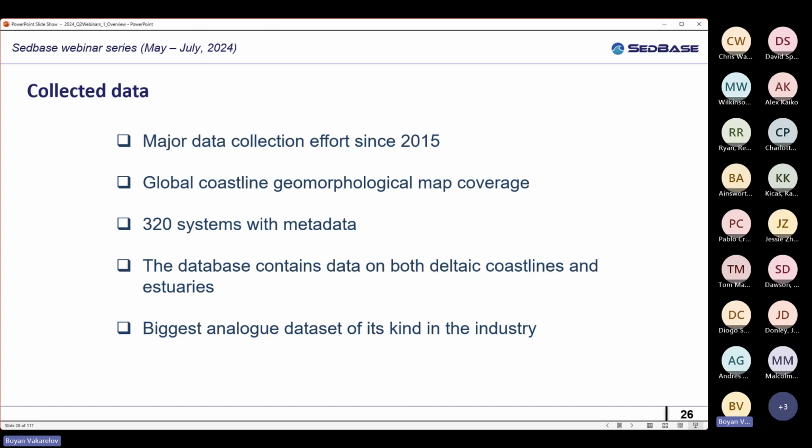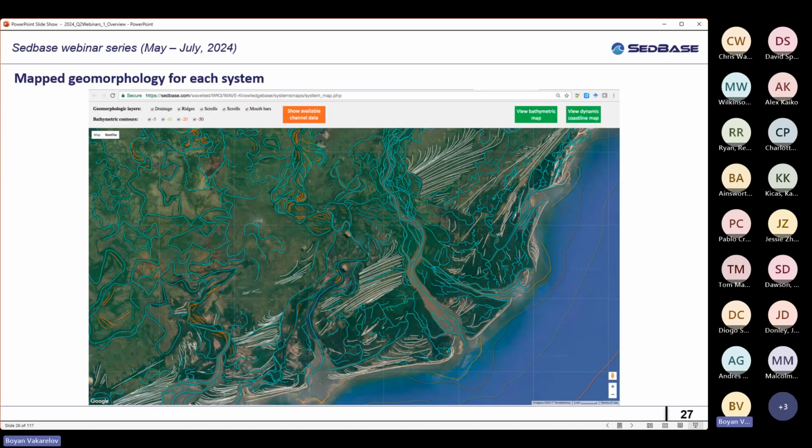So what we did, we went around the world and we mapped a whole lot of systems, basically most of the systems that can be mapped in detail. Mapping is geomorphologically based, so we have 320 systems at the moment, roughly, in the database. So you can query these, you can learn from them, you can get various characteristics of these.